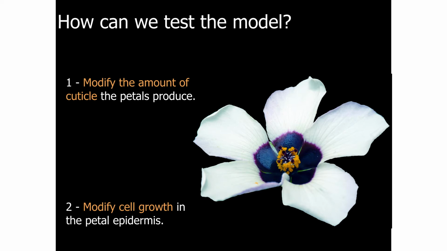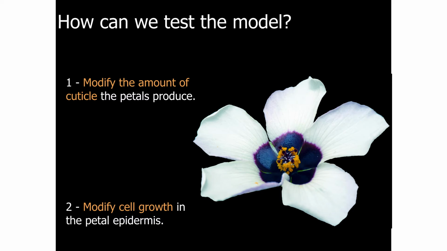To test the model, of course, we want to do what any sensible developmental biologist would do, which is to change the things that are the parameters in the model. So we want to modify the amount of cuticle, the thickness of that thin film, and we want to modify the stretch, the amount by which the cells grow. And then, of course, we want to see what modifying these things does to the patterning of the cuticle, look back at our model and see if it all fits together.